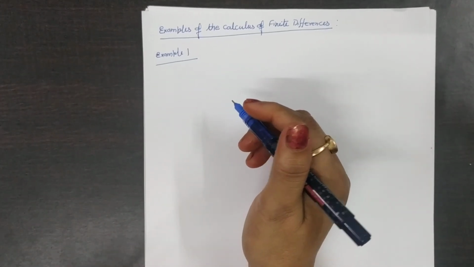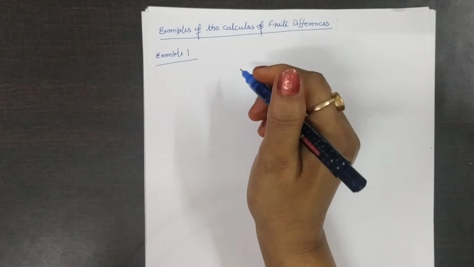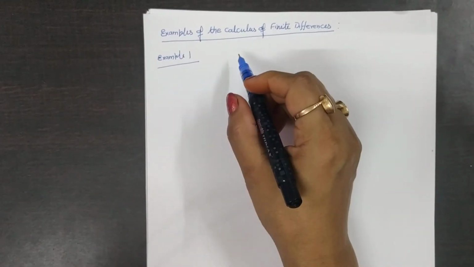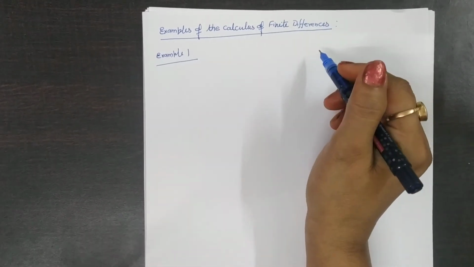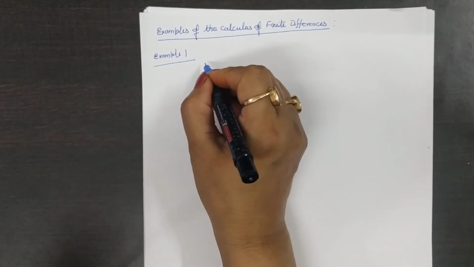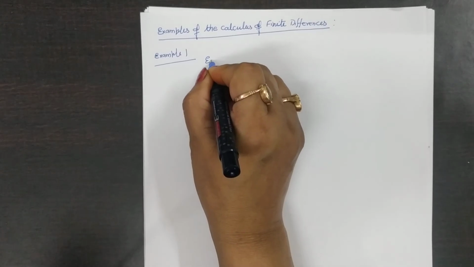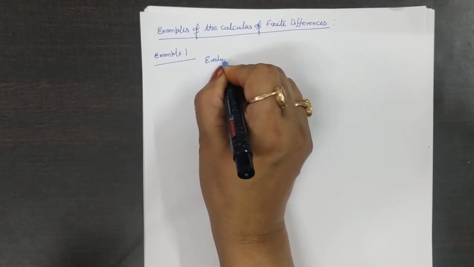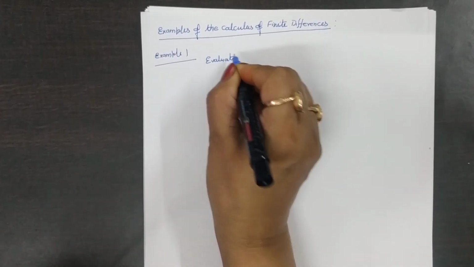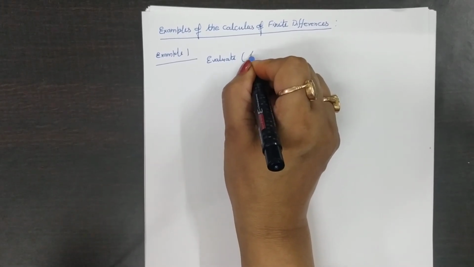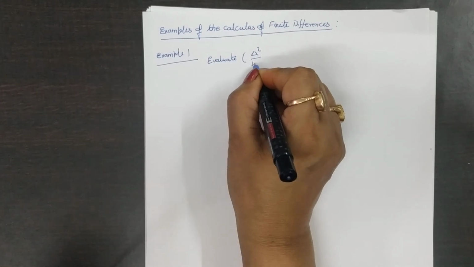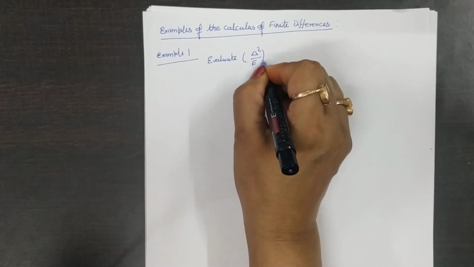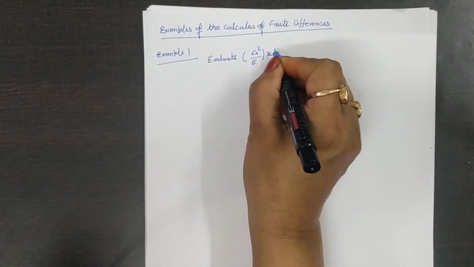Yes, students, today I will define some examples of the calculus of finite differences. Now, the first one is: evaluate delta square by E operated on x cube.